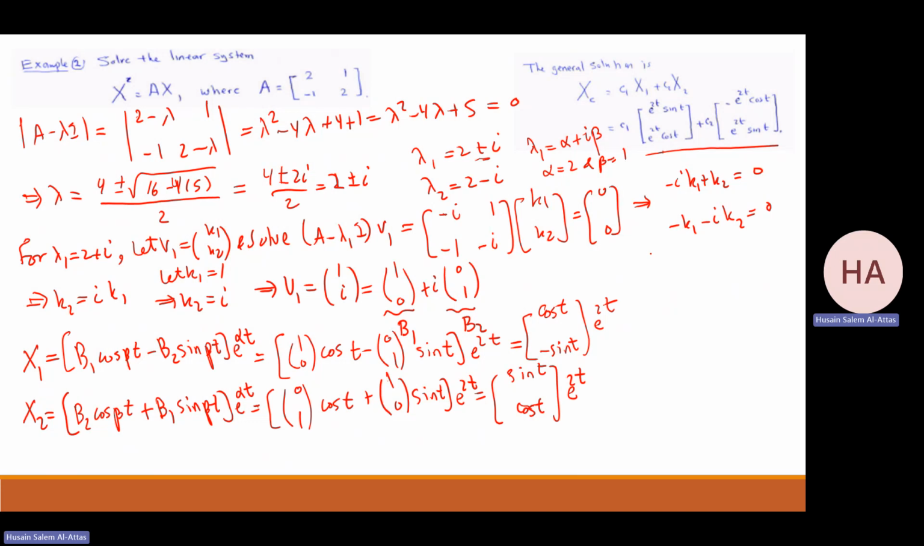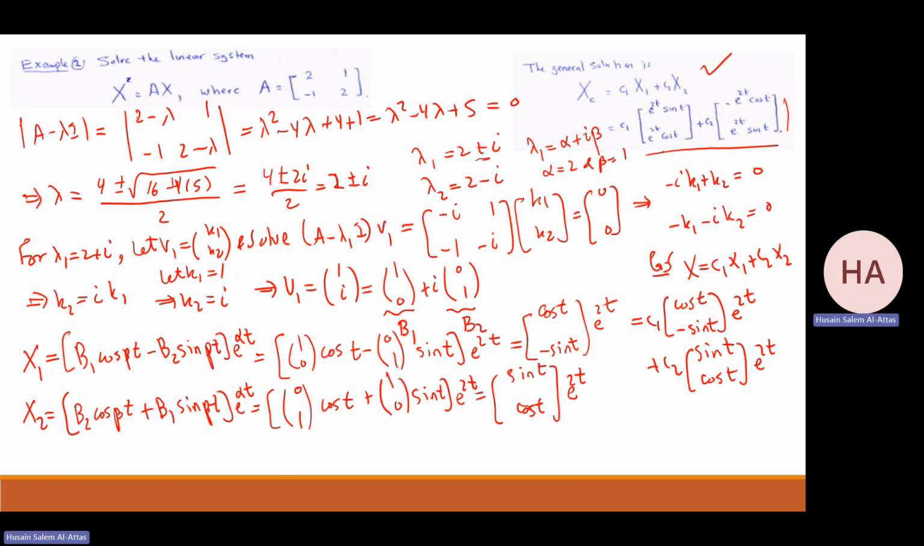So what is my general solution? x would be c1 x1 plus c2 x2. And that is c1 cosine t minus sine t, e to the t, plus c2 sine t cosine t, e to the t, which is the same. This one just multiply by minus 1, meaning the first one cosine t minus sine t, this is just minus sine multiplied by. So this is correct. That is my solution.